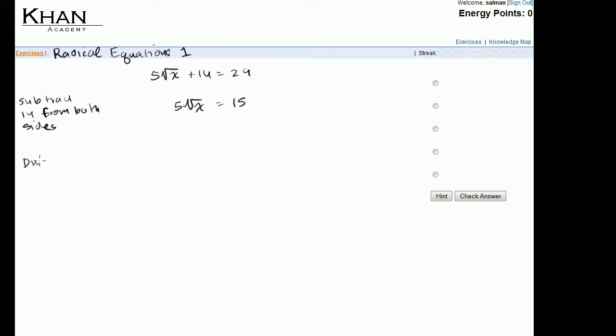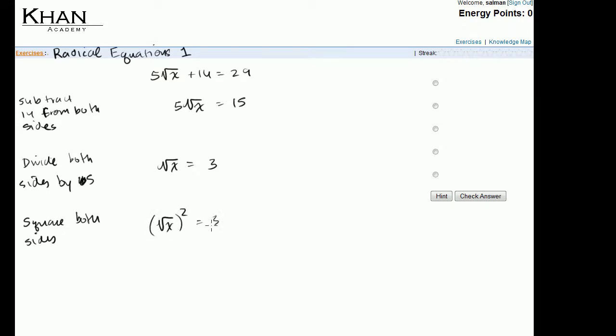And then you say divide both sides by 5, and then you get the square root of x is equal to 3. And then this is the step that would not be in the level 3 linear equations module. You would square both sides, and you would get square root of x squared is equal to 3 squared, or x is equal to 9. And obviously 9 should be one of the solutions.